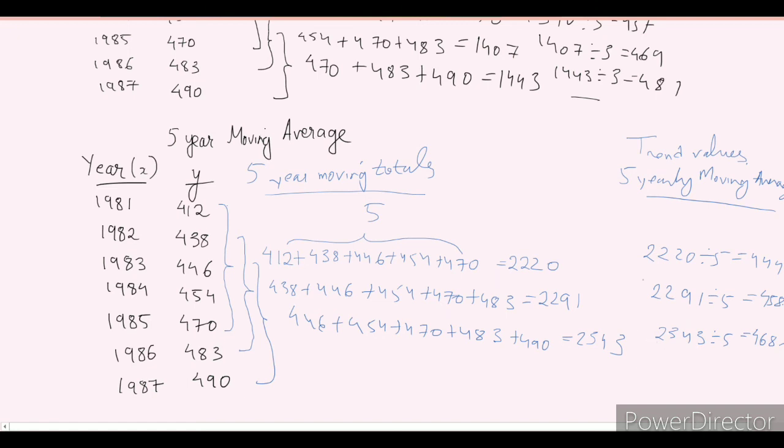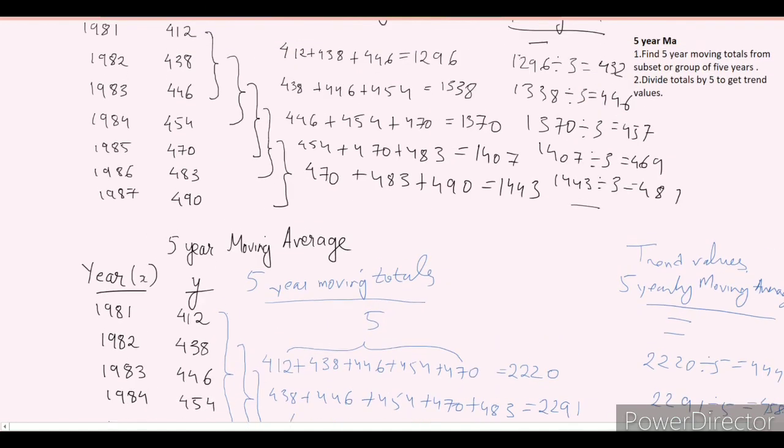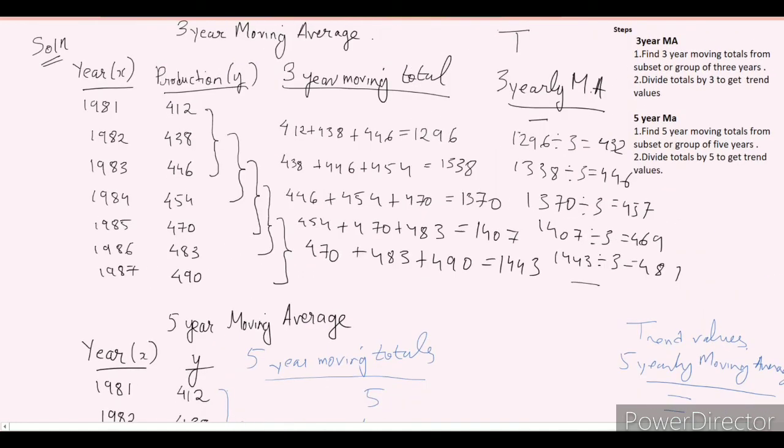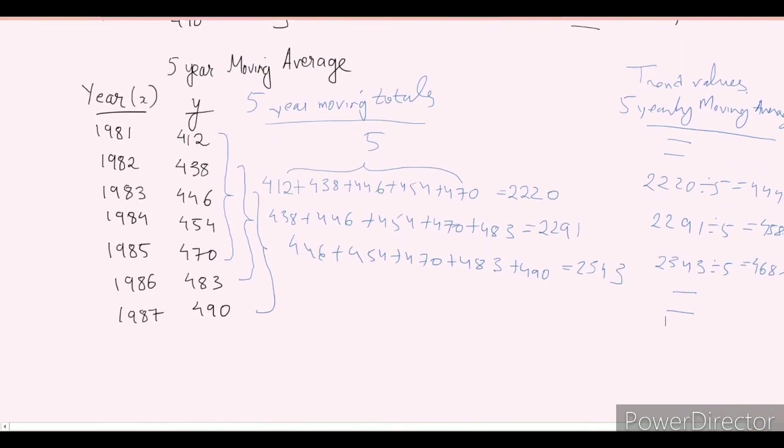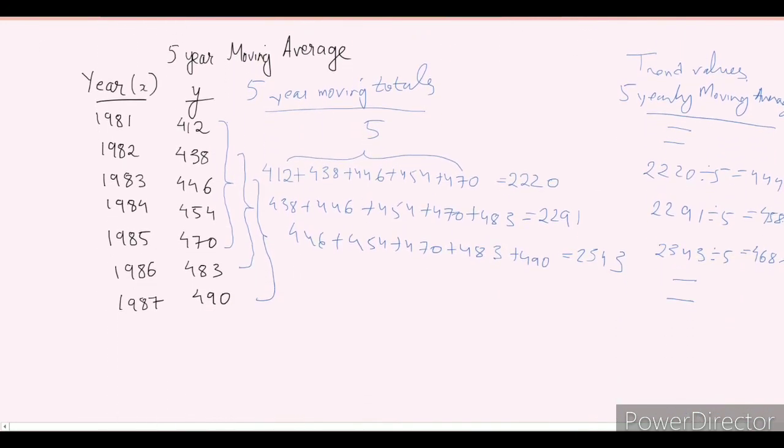What you notice is that we're leaving out the first 2 years, 1981-82, and the last 2 years, 1986-87. So if we are using a bigger or longer period of moving average, more years will be left out. In other words, we cannot find the trend values for some years. If we're using a 7-year moving average, we'll be leaving out the first 3 years and the last 3 years. If it's a 9-year moving average, we'll be leaving out the first 4 years and the last 4 years. That is how you find the trend values using an odd period moving average.